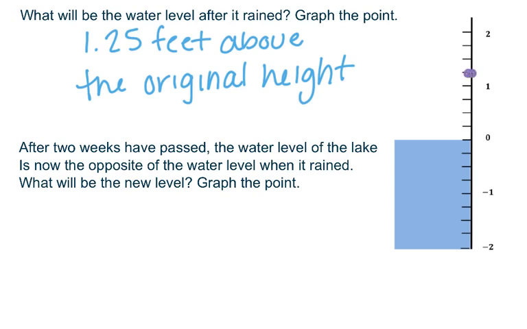Now, after 2 weeks have passed, the water level of the lake is now the opposite of the water level when it rained. What will be the new level? So we know the opposite of a positive number is a negative number. So our new height is going to be negative 1.25 feet below. Now let's graph our new point.